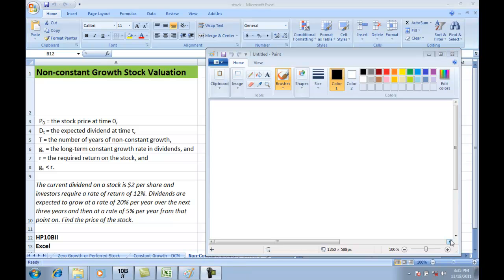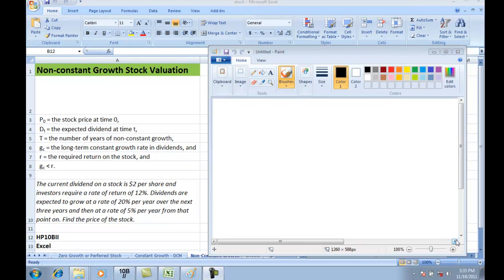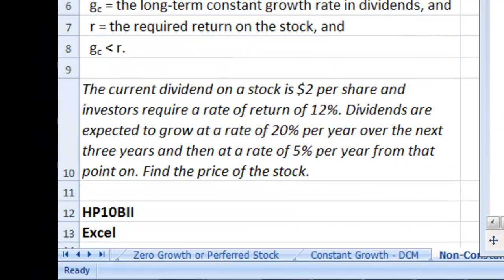Welcome to a short video on the calculation of a non-constant growth stock. This is one of the most important calculations, and next week I will duplicate this calculation using free cash flow instead of dividends and weighted average cost of capital instead of RS, which is derived from the capital asset pricing model.